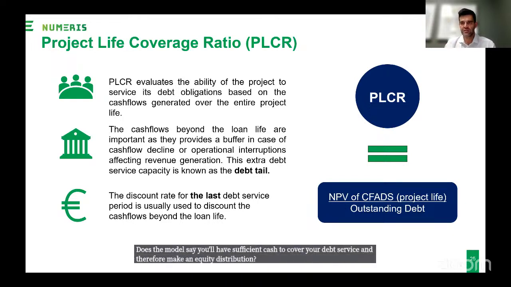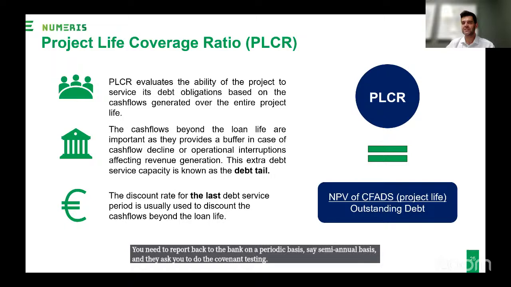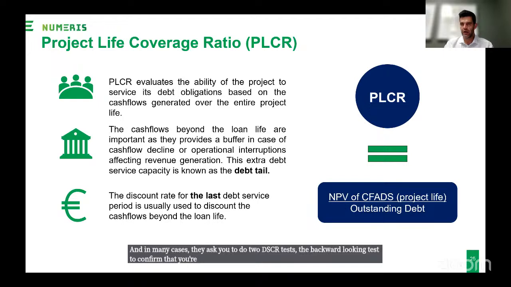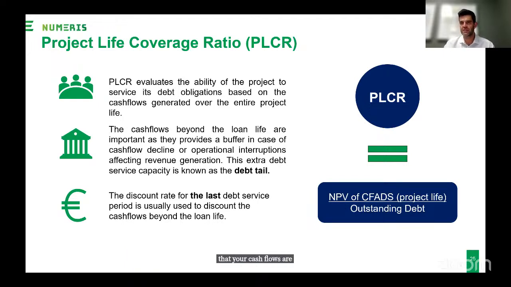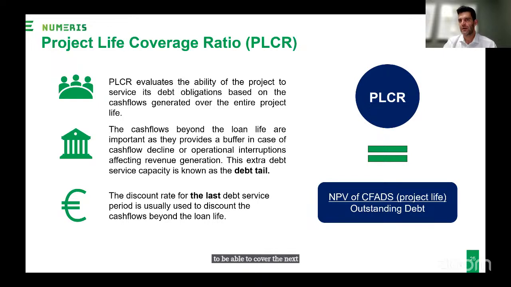But then, interestingly, once you go into operations, you need to report back to the bank on a periodic basis, say semi-annual, and they ask you to do the covenant testing. In many cases, they ask you to do 2 DSCR tests: the backward-looking test to confirm that your cash flows are sufficient and you meet your covenants. But then also, in order to pay a dividend, you need to do a forward-looking DSCR test to show the bank that you expect to have sufficient cash over the next 6 months to cover the next debt service. And therefore, you would request a certain amount to be paid out as dividends to shareholders.